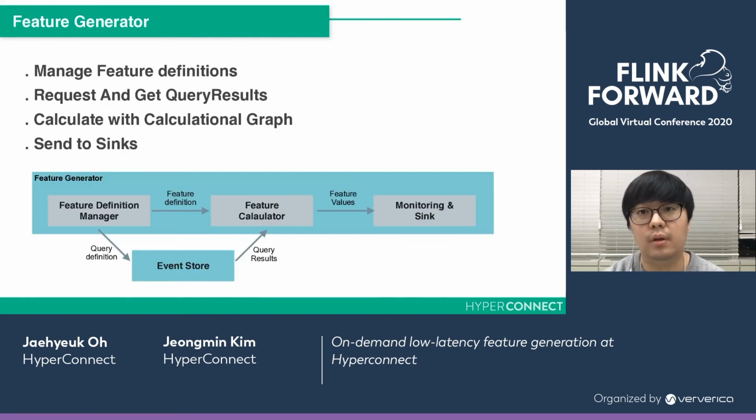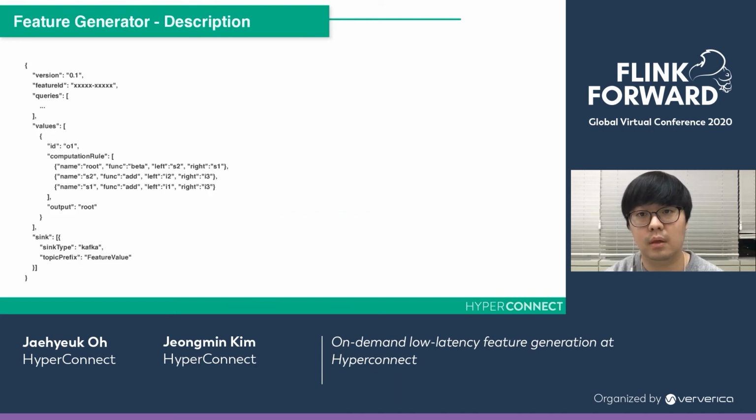Moving along, I'd like to introduce the feature generator, which consists of 4 parts. First is managing feature definitions. Since the query definitions are included in the feature definitions, the feature generator manages all the descriptions for the whole system. According to these descriptions, the feature generator requests queries and constructs a calculation graph for making feature values.